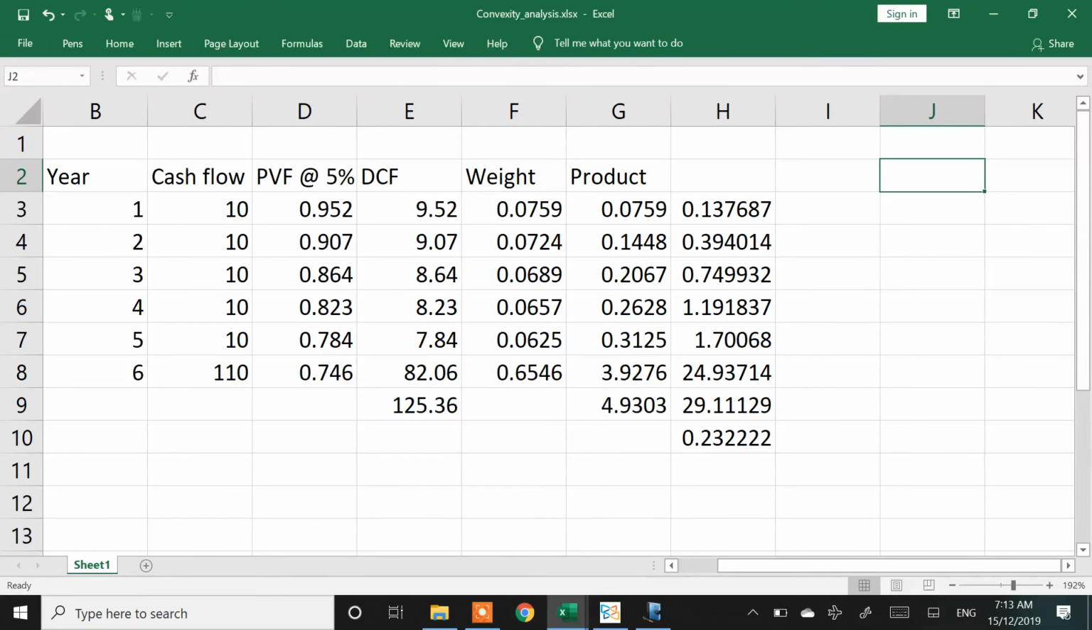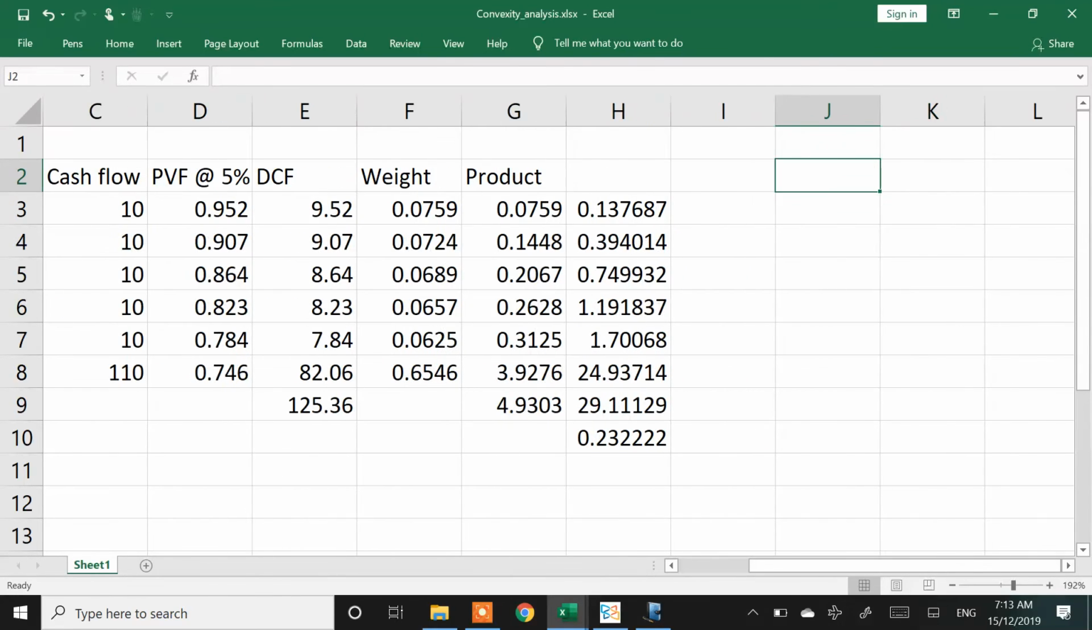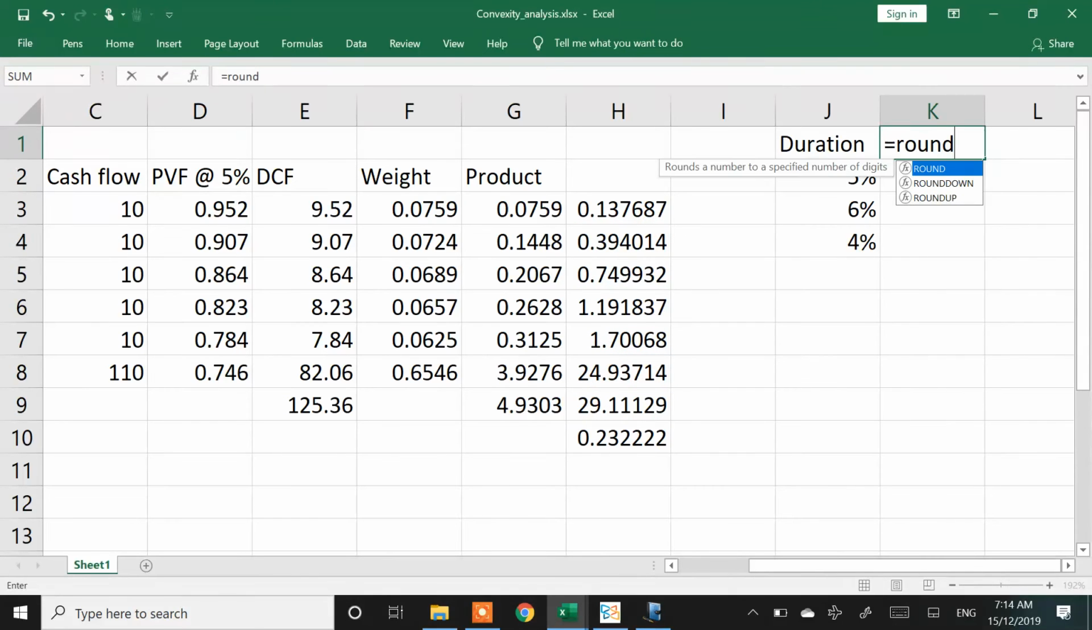Now, in class, we would have learnt, at 5% the price is 125.36. If it goes up to 6% or down to 4%, we use a concept called duration. Duration in this case is this, and volatility is going to be duration divided by 1.05, that is, 1 plus YTM.